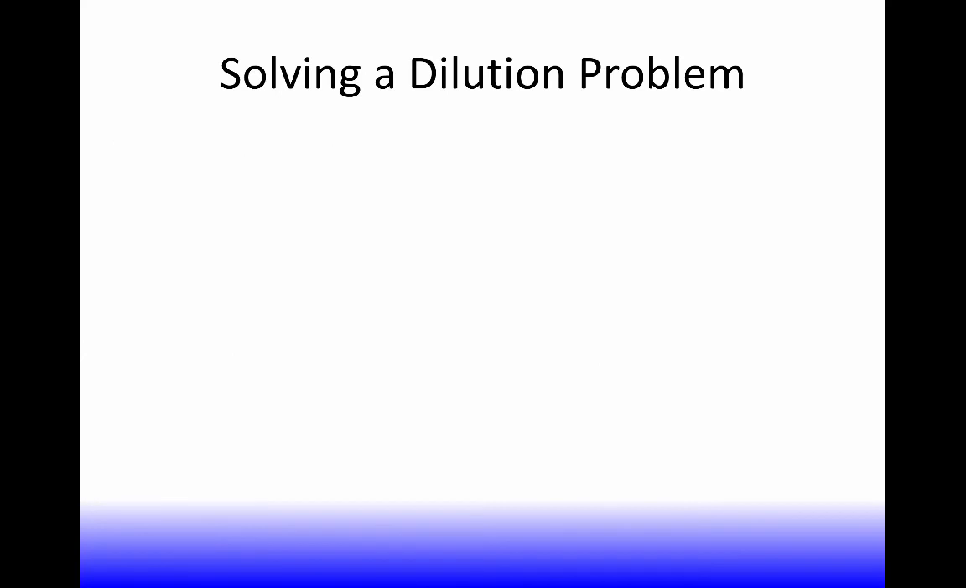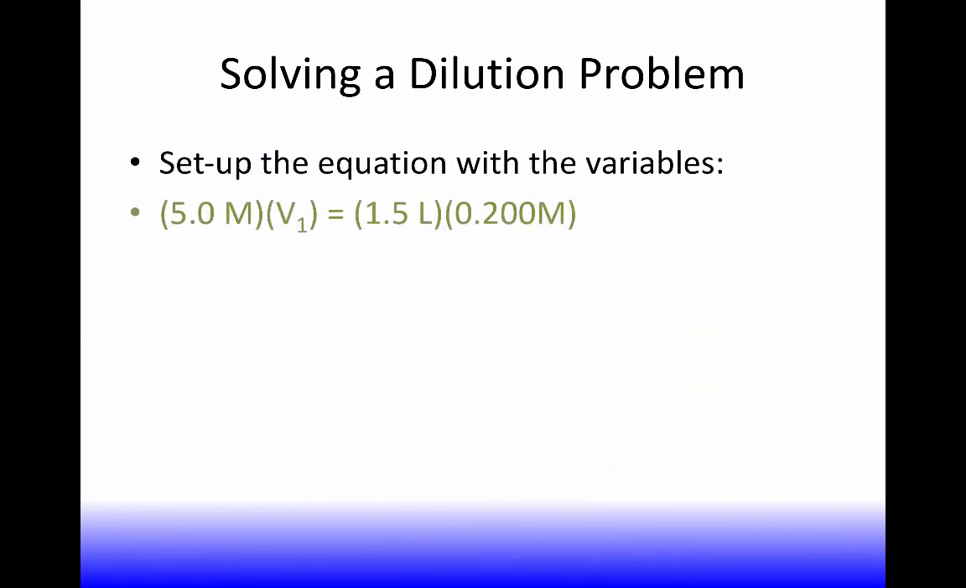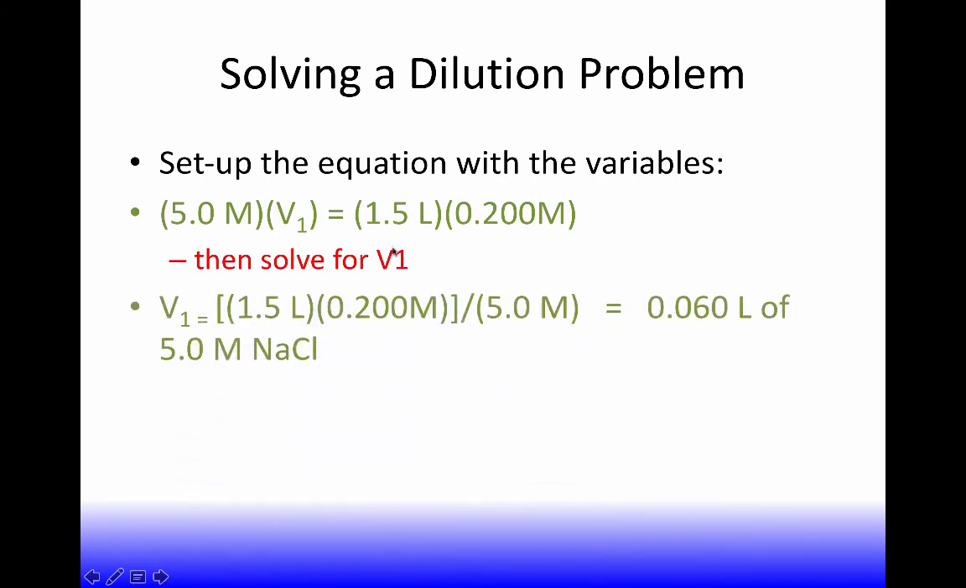So once we set those all up, we plug them into the formula. So you can see here is M1, here's V1, here's V2, here's M2. So we're going to need to solve for V1. V1 is 1.5 times 0.2, and that product is divided by 5. That's how we would solve for V1. And when we do that, we see that we need 0.060 liters of our 5 molar sodium chloride. So that's one of our answers.